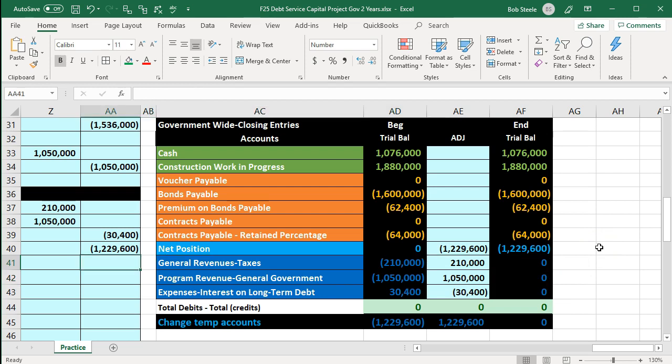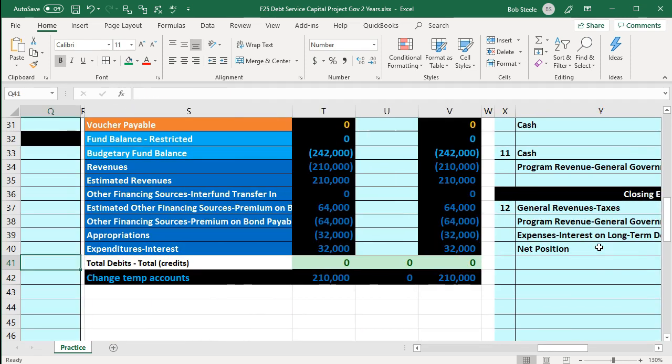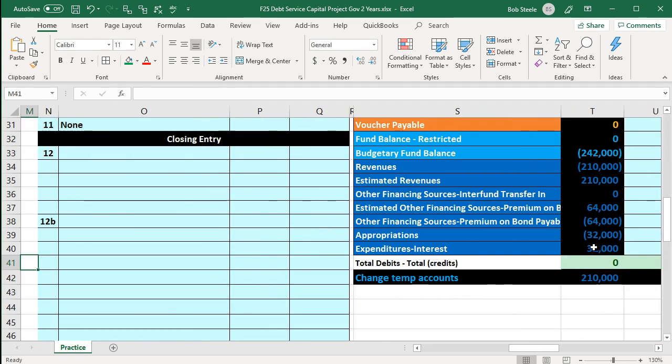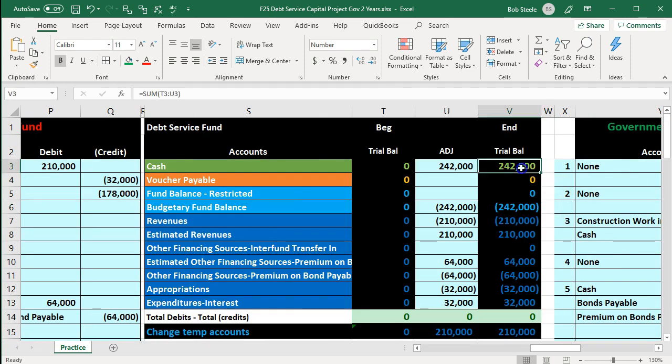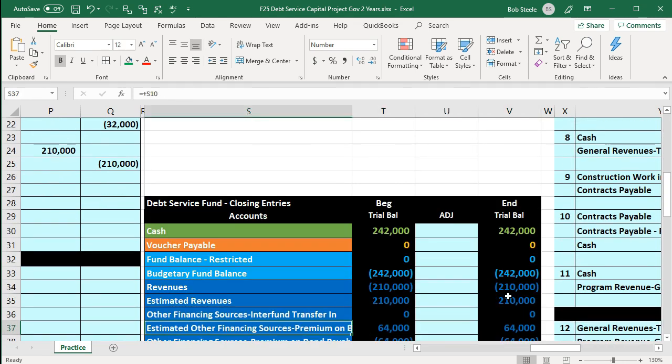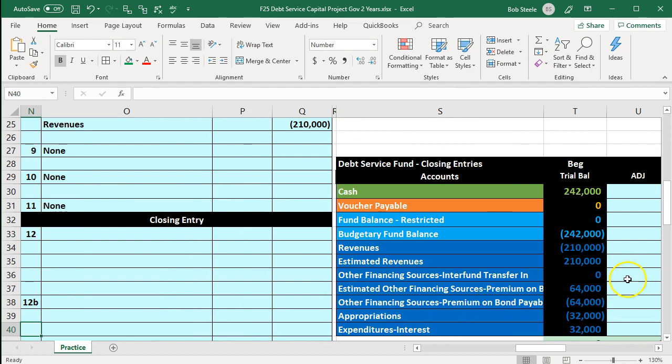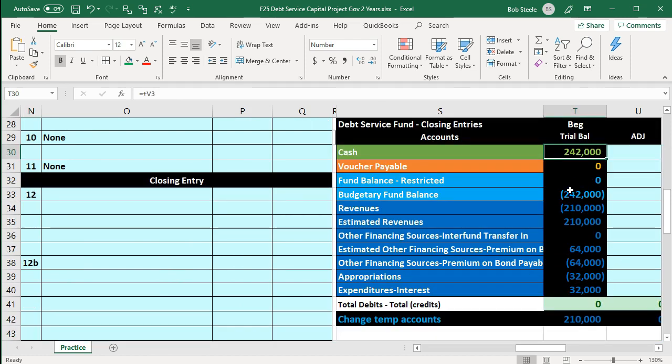Let's do the same process now for the debt service fund. So we're going to do this debt service fund. We've got the same thing, ending balance here. We're going to take those ending balances and say that's going to be our beginning balances for the closing entry worksheet, and then we'll enter our closing entries. Now, it's a little bit more complicated here, because you'll recall that we entered a budget for this one. So we're going to have to close out the budgetary accounts.